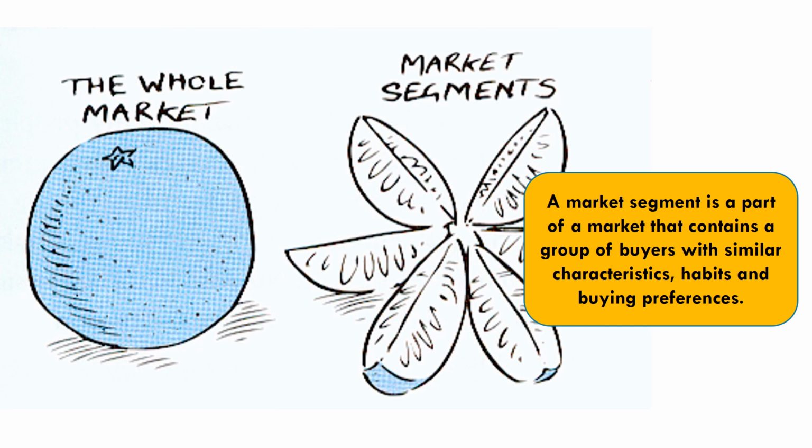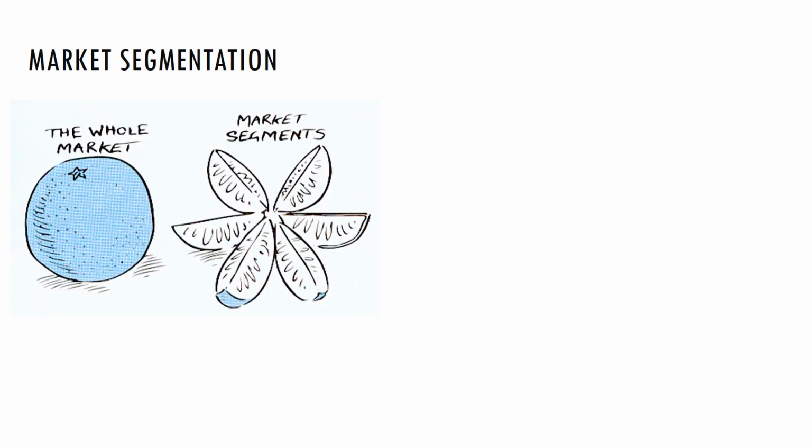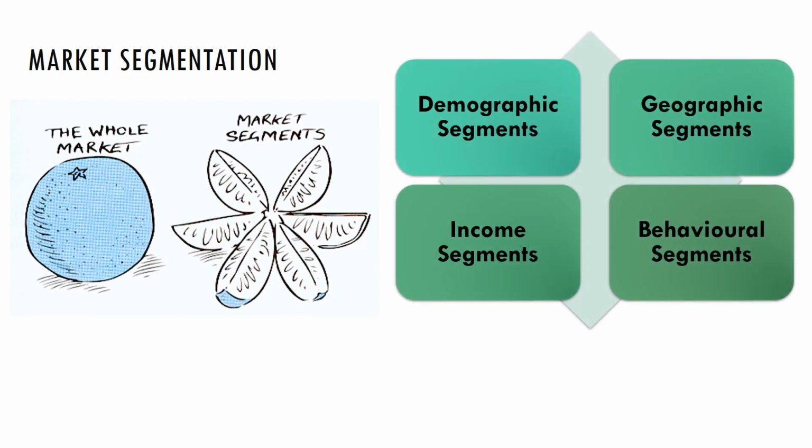A market segment is a part of a market that contains a group of buyers with similar characteristics, habits, and buying preferences. Market segmentation is a useful process for businesses to do because they can identify groups of customers and then target their products more closely. So how might businesses go about segmenting a market?